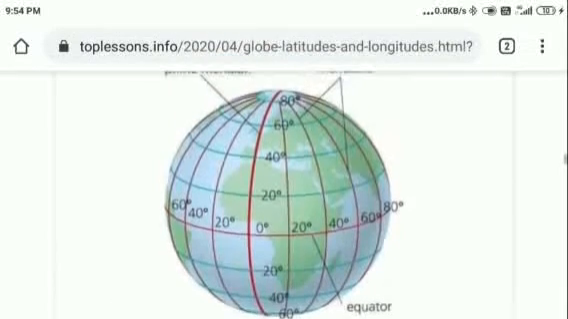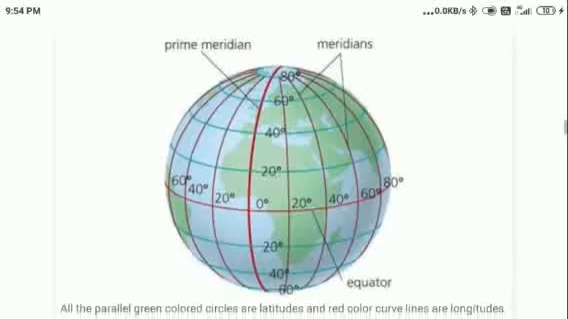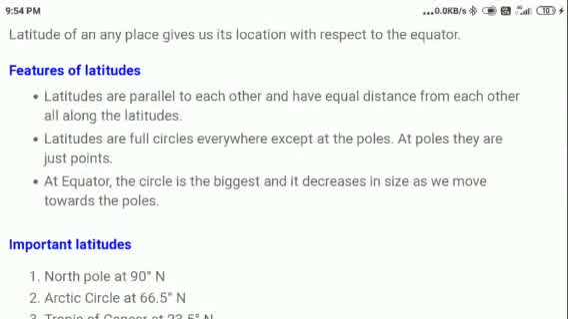Along with that, in this picture itself, you can see the other lines, the red ones. They are called longitudes as well as meridians. They also have importance in telling the location of any place. They are exactly perpendicular to the latitudes. We will talk about them now. First of all, let us talk about the features of latitudes. What are the important points about latitudes? Let us find out.